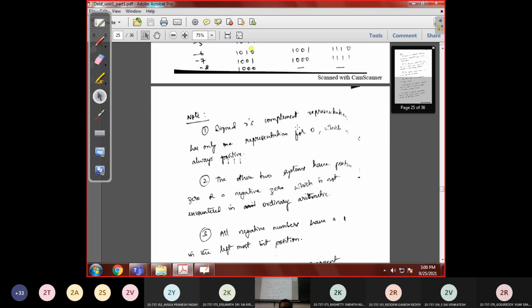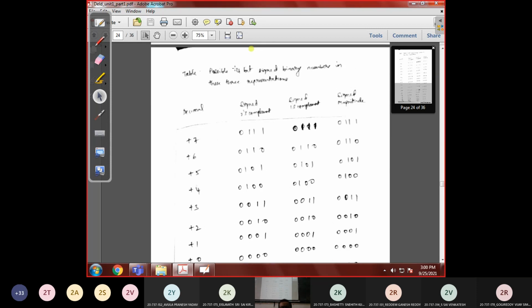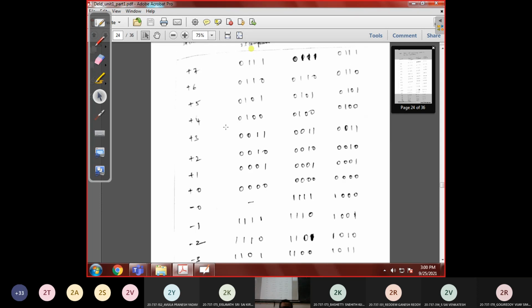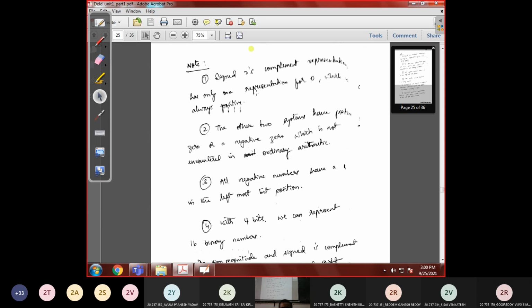And all negative numbers have a 1 in the leftmost bit position, indicating that it is a negative number. So these are some observations we make from this table, which is illustrating the possible representations of a 4-bit signed binary number. Please go through this table once I share this PDF on Teams, and try to observe the inferences I am making from this table in the form of this note.